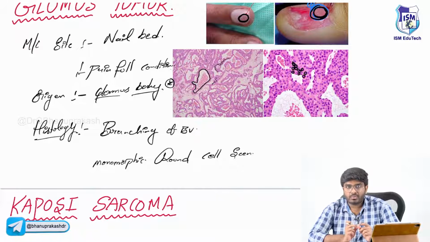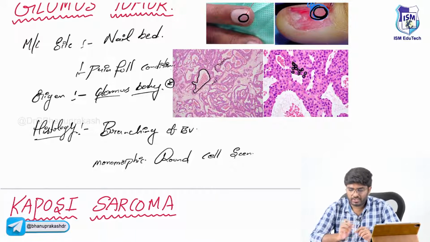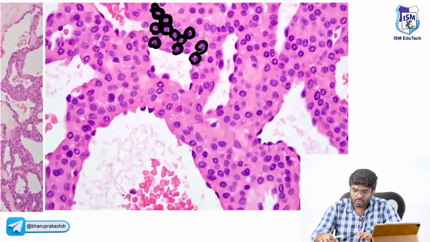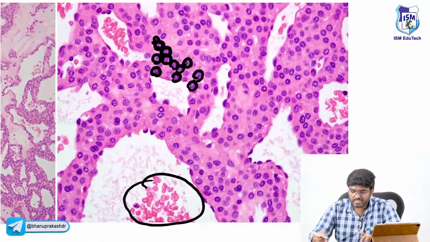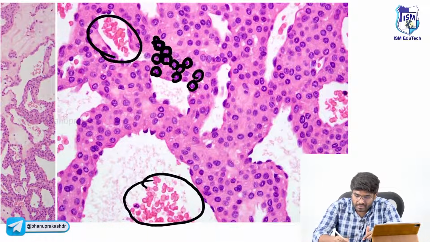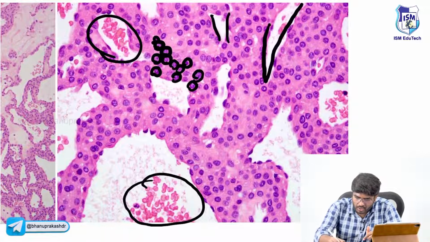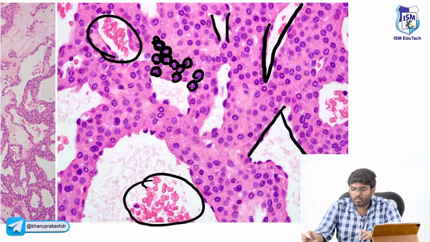Glomangioma, an image based question they will give you. They will show you the nail bed and a small tumor and they will say it's a very painful tumor. What is this? Glomangioma. Image based question also. Now you know how to identify it. So these are the blood vessels. See here you can clearly see the RBC. So definitely this is a blood vessel. In the septa, in this wall, you can very clearly see monomorphous cells.